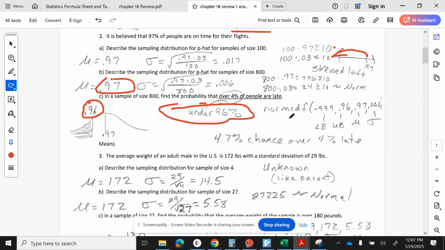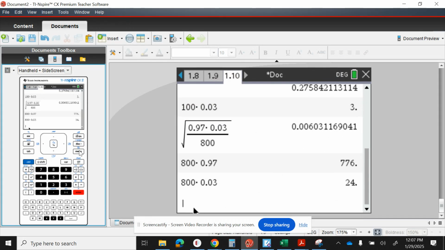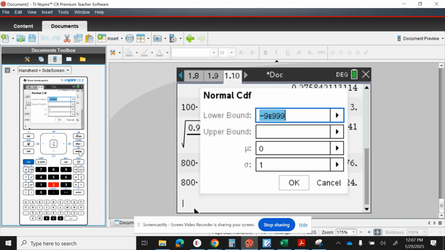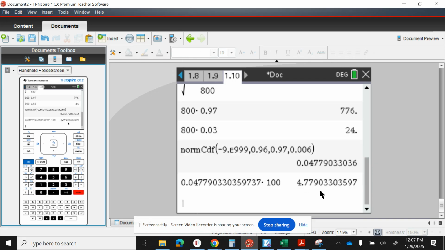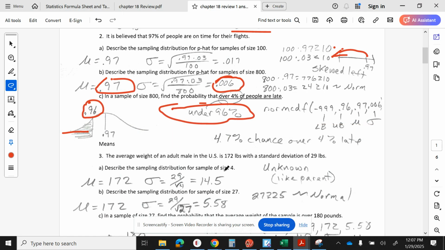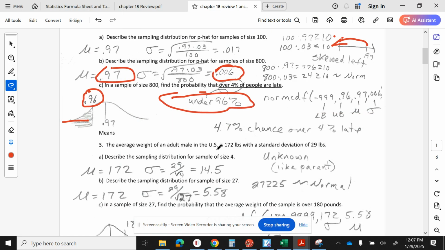We do our norm CDF from negative 999. We stop at 0.96. 0.97 is the mean. The standard deviation comes from up here. And we get 4.7% chance. I'll do that quick on here. We'll go menu 652, negative 999 to 0.96, 0.97, 0.006. We end up getting 4.7% of the curve. If you have to, multiply by 100 or you round it to 4.8, good enough. We don't get too picky on most of the rounding.